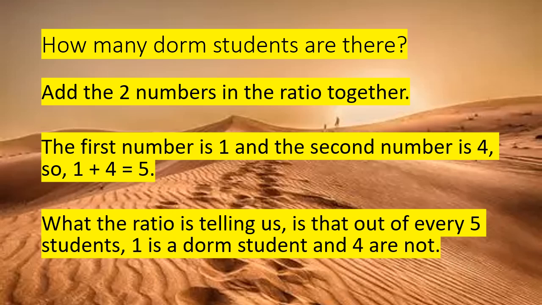So how many dorm students are there? Add the two numbers in the ratio together. The first number is 1 and the second number is 4. So 1 plus 4 equals 5. What the ratio is telling us is that out of every 5 students, 1 is a dorm student and 4 are not.